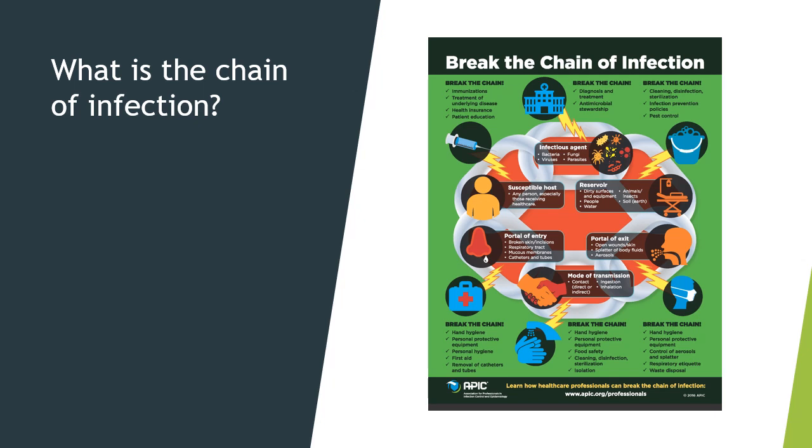We have large populations getting exposed, but not everyone comes down with illness, right? You have the portal of exit from the affected person, and then the portal of entry on the person that gets exposed. And then you have all of these modes of transmission: contact, ingestion, inhalation, etc. So that's a fun poster on how to break the chain.